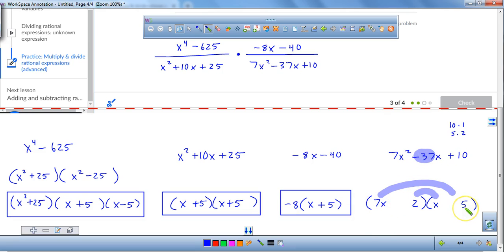Like 7 times 5 is, hopefully you know that. You remember when your, I don't know, elementary school teachers told you, one day you're going to need to know your multiplication tables, and you're like, whatever. Well, they were right.